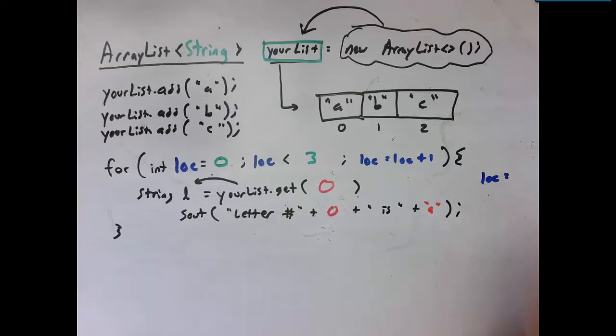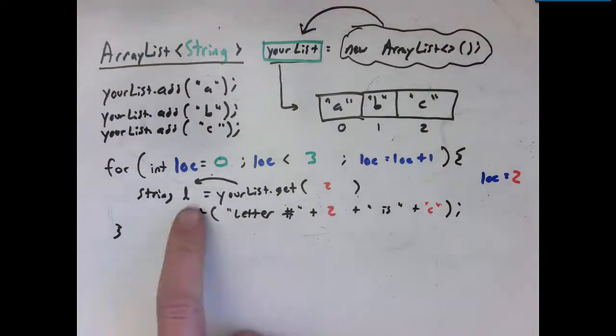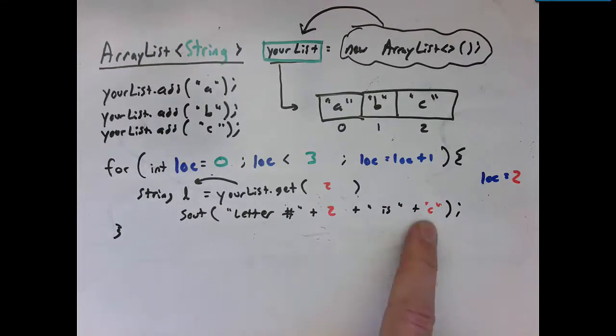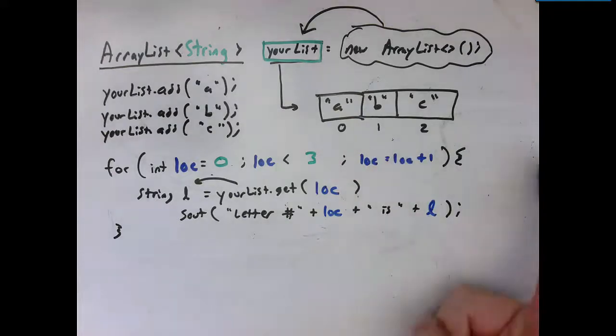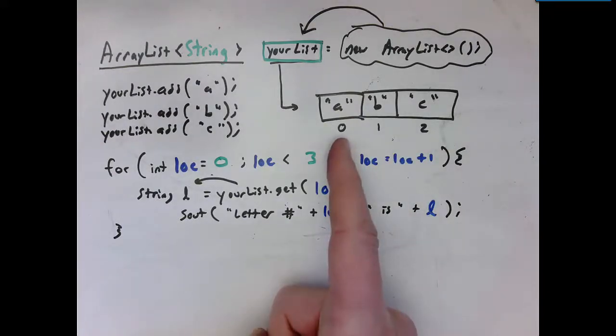What happens in the next loop when location is 1? It's going to be getting location 1, printing letter number 1 is equal to, and then whatever letter I got from location 1. What happens next when location is 2? When location is 2, I'm going to be getting 2, which is C, and then it'll print letter number 2 is, and then whatever I had there. So that's what you're doing when you're using the variable lock. It's giving you a different statement every time you go through the loop, but what you're doing is the same thing for each new location. You're getting whatever string is at that location and then displaying it.